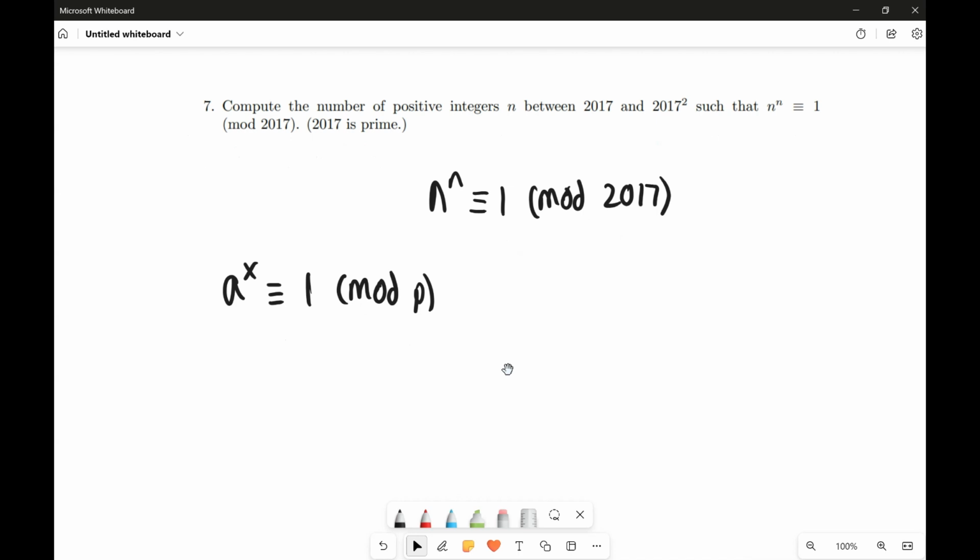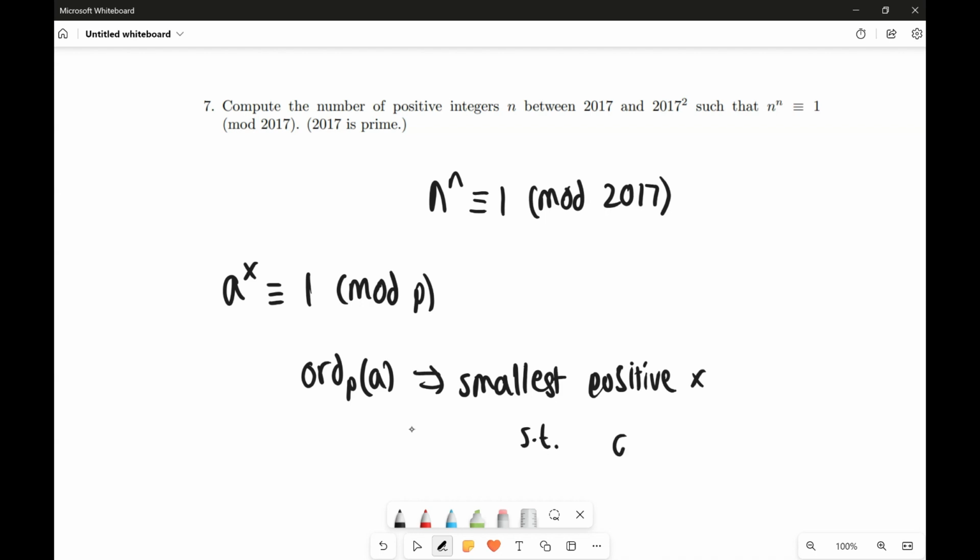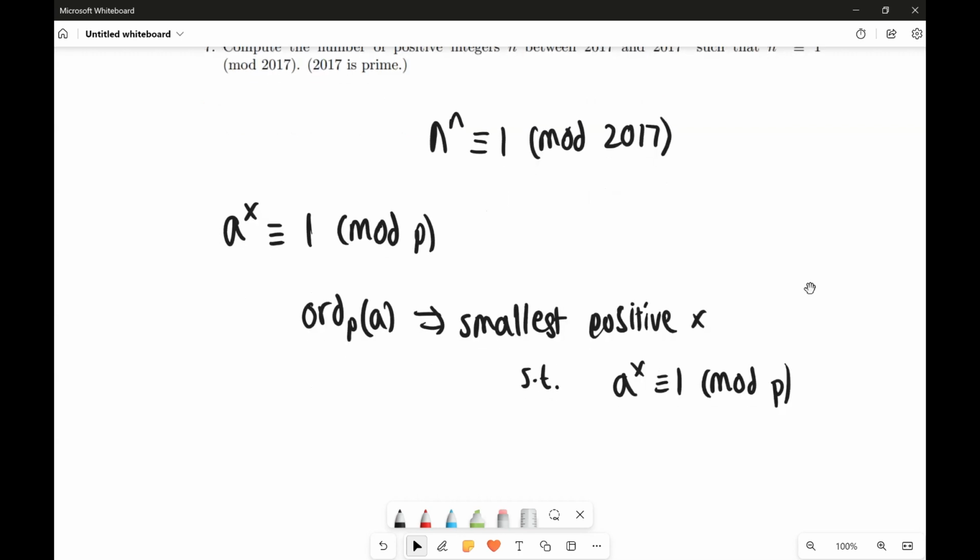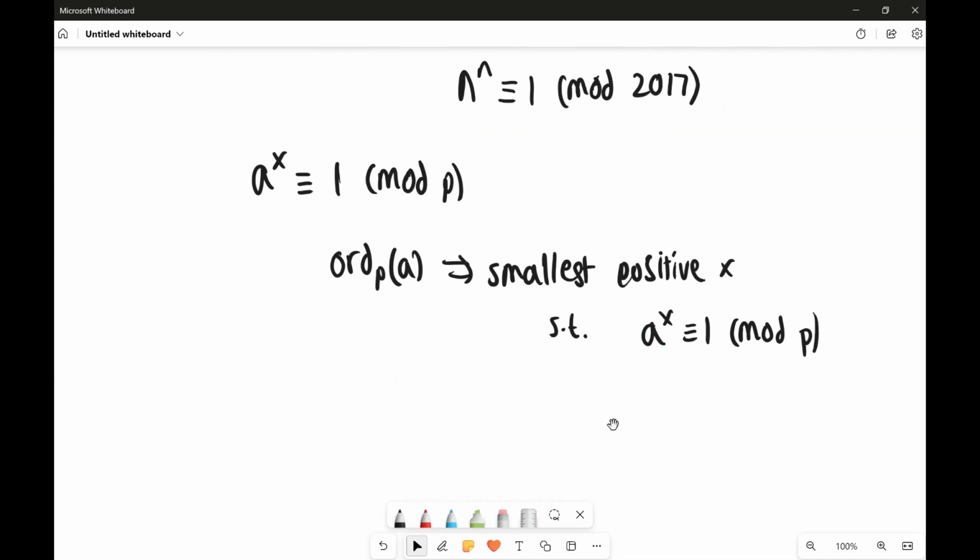So in order to find out when this happens, we're going to define a new term. We denote the order with respect to p of a to be the smallest positive integer x such that a to the power of x leaves a remainder of 1 when divided by p. And so we can end up doing a lot with this.